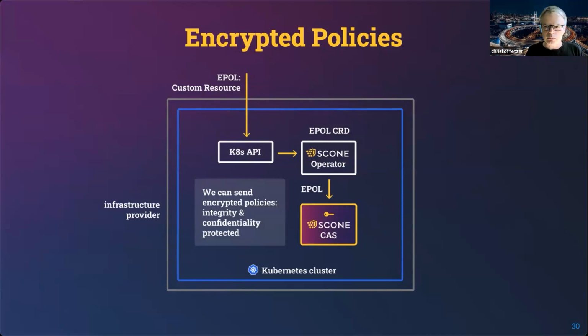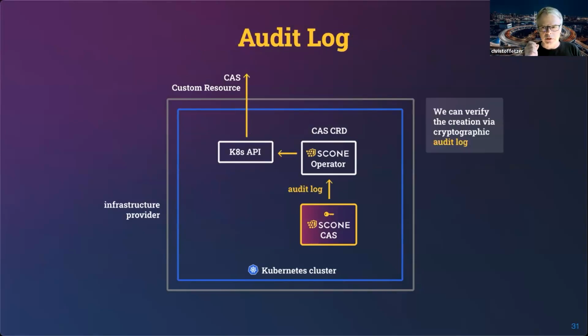So there we establish trust. Now we also have to make sure that these policies actually get into the CAS and are not somehow omitted by the kube API or the SCONE operator. So what we can do is use something called an audit log. This audit log is a cryptographic ledger. We can verify that the policies that we pushed over were actually created on that SCONE CAS, so that this CAS enforces that policy.